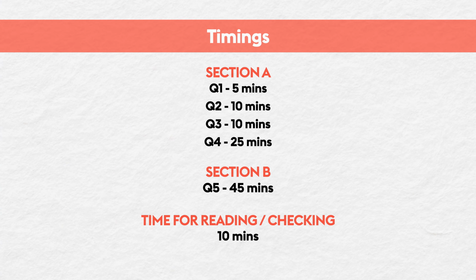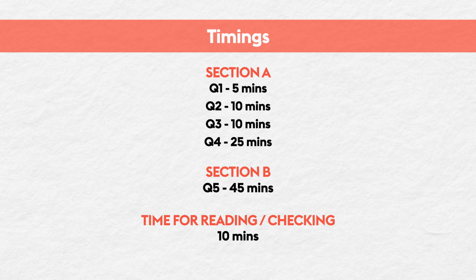Here is a suggested breakdown of timings for the exam. For section A, spend around 5 minutes on question 1, 10 minutes on question 2, 10 minutes on question 3, and 25 minutes on question 4. For section B, spend around 45 minutes on question 5. That would give you around 10 minutes for reading and checking.